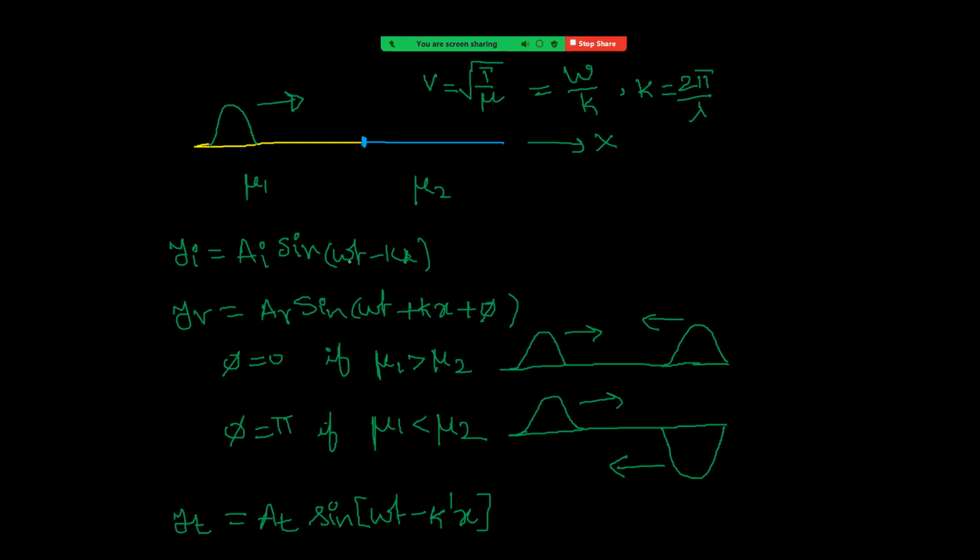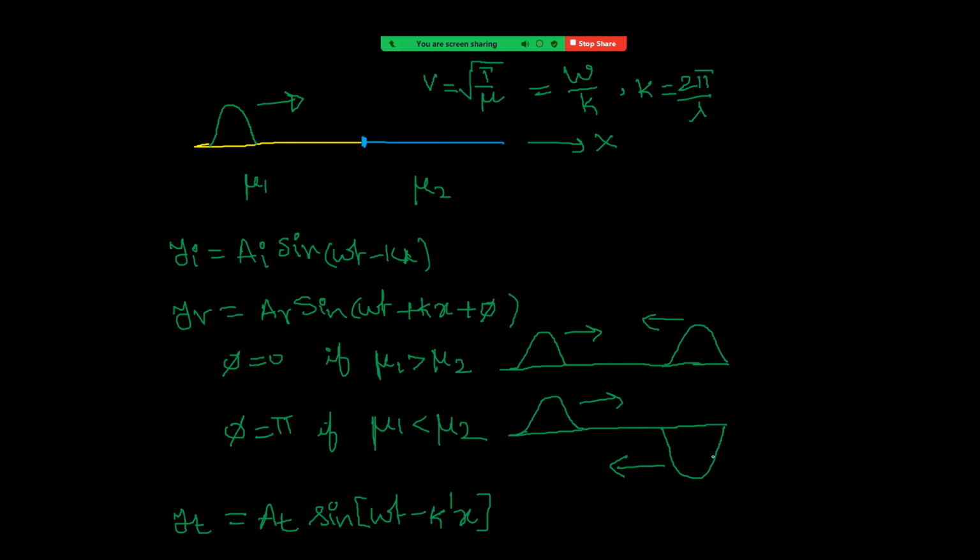Here you can observe omega for the incident wave, and for the reflecting wave also omega only, because omega depends only on the source. So for the transmitting wave also, we have taken omega only, right? So phi is 0 if traveling from denser to rarer medium, and phi is pi if it travels from rarer to denser medium. So mu1 greater than mu2 means traveling from denser. The meaning of 0 is there is no inversion between the incident pulse and the reflecting pulse. The meaning of pi is that after reflection the shape gets inverted.